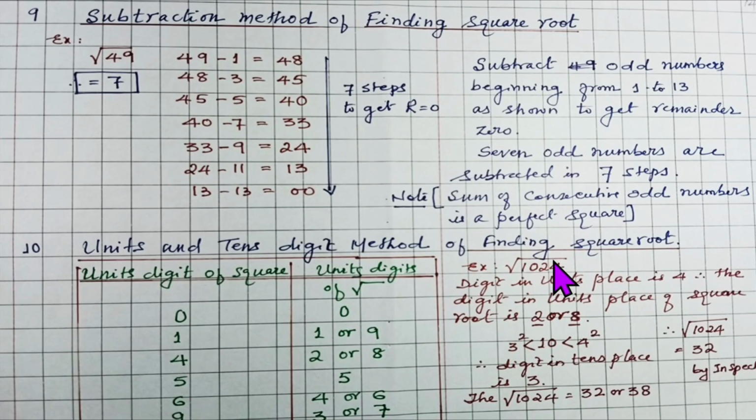Now after having completed the first pair, take the next pair, that is 10, and we know that 10 lies between 3 square and 4 square, that is between 9 and 16. Since 4 square is greater than 10, I have to take 3 square, that is 9. Therefore the digit in the tens place is 3. Therefore the square root of 1024 is either 32 or 38. But by inspection we find that 32 is much nearer, and therefore the square root of 1024 is 32. That is called the units and tens digit method of finding the square root.